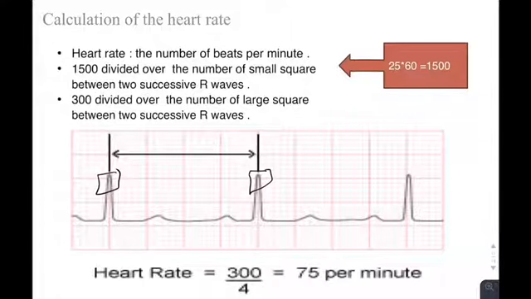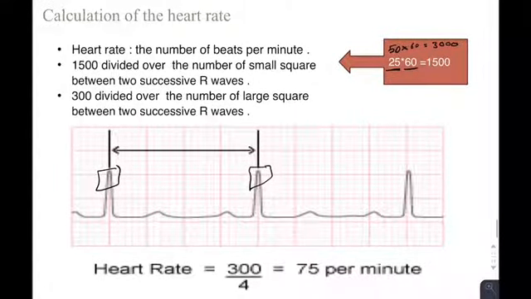And the reason we say 1,500 is that the speed of the ECG is 25 mm per second, and the number of seconds per minute is 60. So 25 multiplied by 60 is equal to 1,500. Some ECGs use a speed of 50. So 50 multiplied by 60 equals 3,000, and it is not usually used.